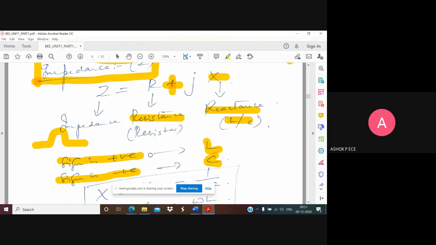This is not circuit specific. This is the general formula for impedance in any circuit, given by R plus JX. If you are going to have an inductor in your circuit, you write it as R plus JXL. If you are going to have a capacitance, you write it as R minus JXC.